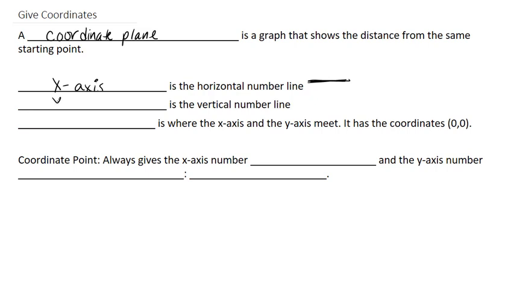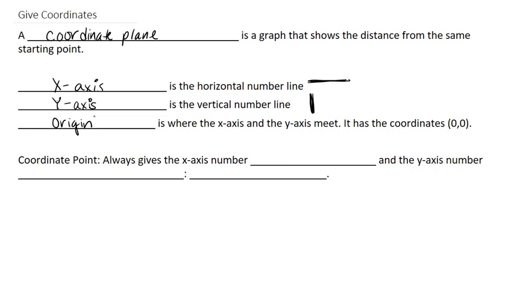The y-axis is the vertical number line, which goes up and down. And the origin is where the x-axis and the y-axis meet. It has the coordinates 0, 0.